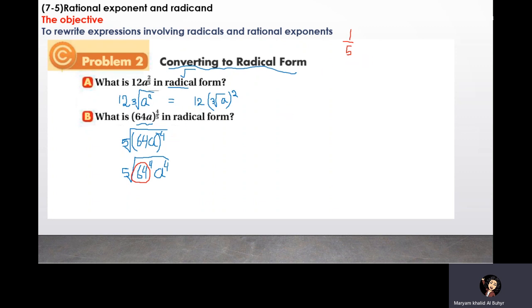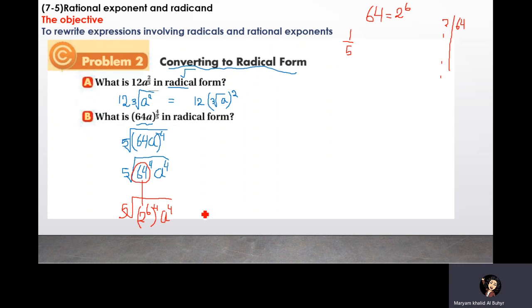So what should I do? I will take my 64. We just did in the previous slides that once we do the factorization step by step, we got that 64 is equal to 2 to the power 6. That's what we did a few minutes ago. We can substitute it here. So let's do that. So that is the power 5. Instead of this one, I'm going to put 2 to the power 6, all this to the power 4, times a to the power 4.